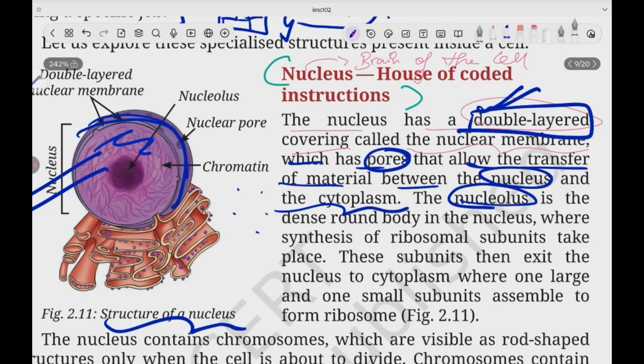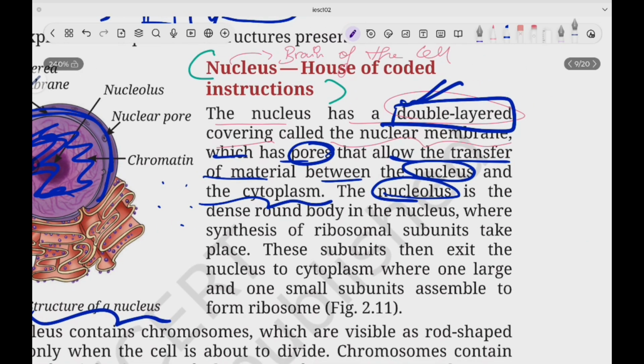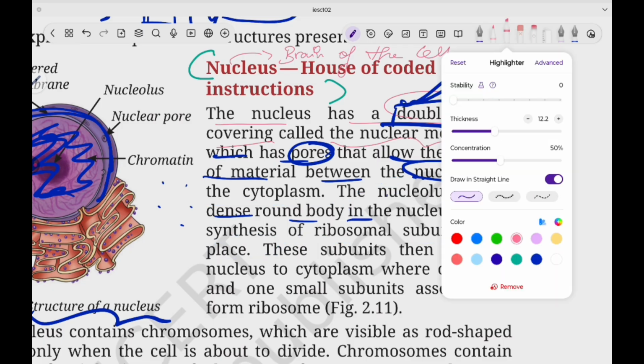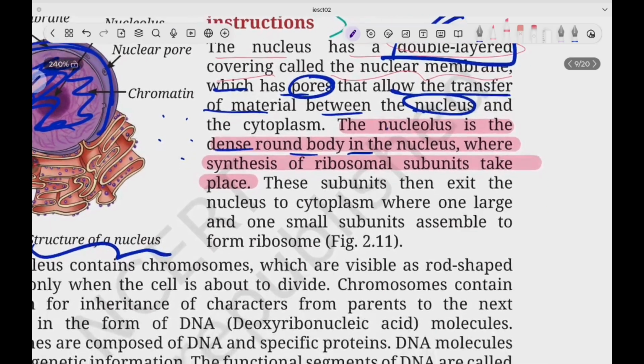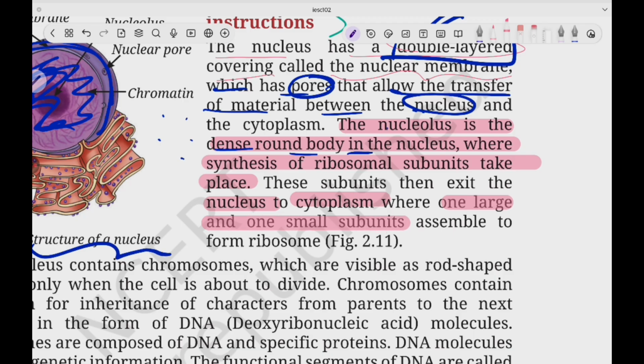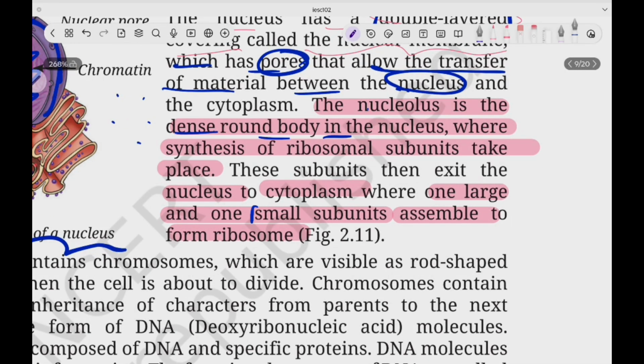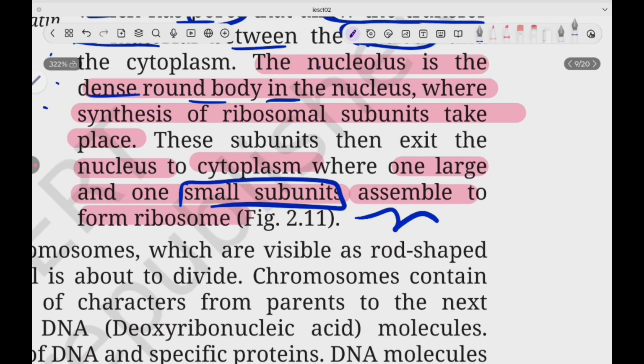Nucleolus is the dense structure inside the nucleus. Okay, it is the dense round body in the nucleus where synthesis of ribosomal subunits takes place. Here they have given the function of nucleolus. These subunits then exit the nucleus to cytoplasm, where one large and one small subunit assemble to form ribosomes. One large and one small unit are actually getting assembled to form ribosomes.